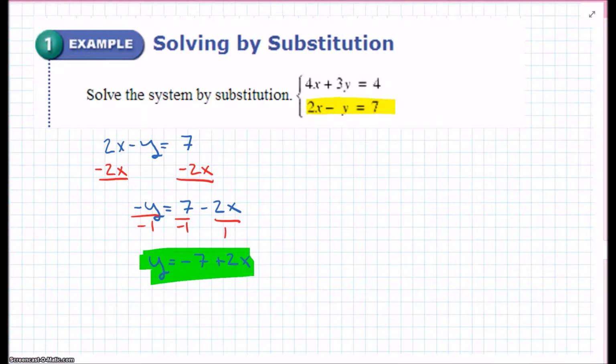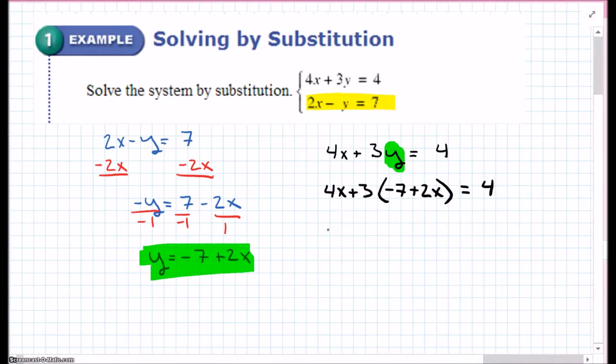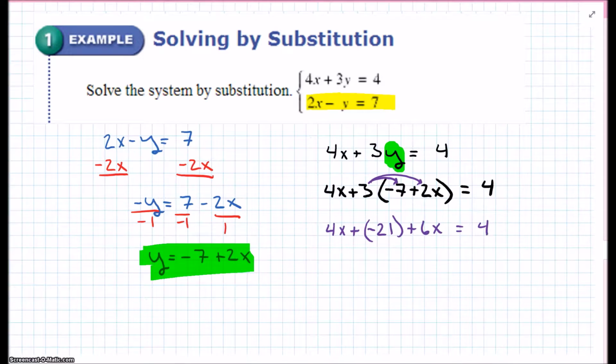Now let's write the other equation, 4x plus 3y equals 4. What we're going to do is substitute that whole expression we came up with for y and replace it. So we're going to get 4x plus 3 times negative 7 plus 2x. All we're doing is replacing the y. So now we're going to distribute. We get 4x plus 3 times negative 7 is negative 21, and 3 times 2x is plus 6x, equals 4. Okay. Everybody see what we did? We just distributed the 3 to the negative 7 and the 2x. So now we're going to sum like terms.